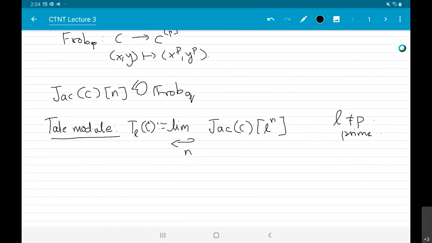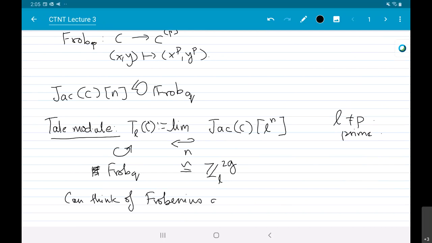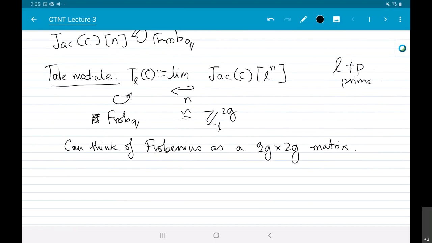you get an action of Frobenius on this. And this is isomorphic to Z_L to the 2g, because each of these is isomorphic to Z mod L^n to the 2g. So you get a Frobenius action on this Z_L to the 2g. And so you can think of it as a 2g cross 2g matrix. Again, just as in the elliptic curve case, you had a 2x2 matrix, here you've again linearized your problem by thinking of this as a 2g cross 2g matrix. Okay. Any questions about this?